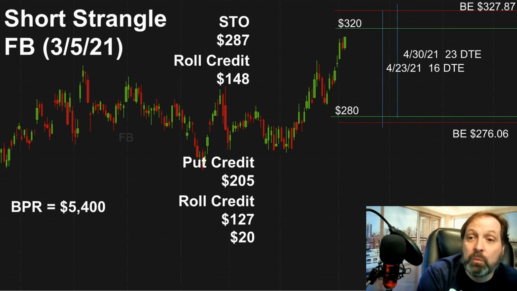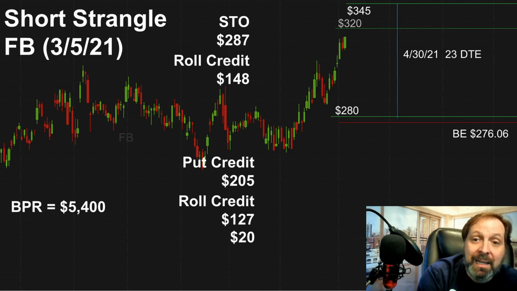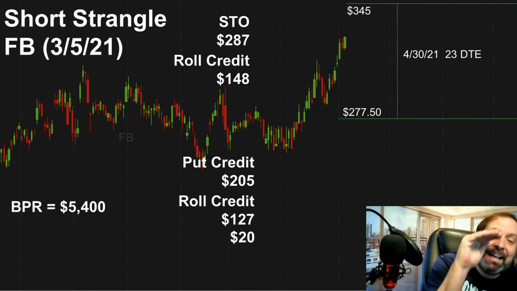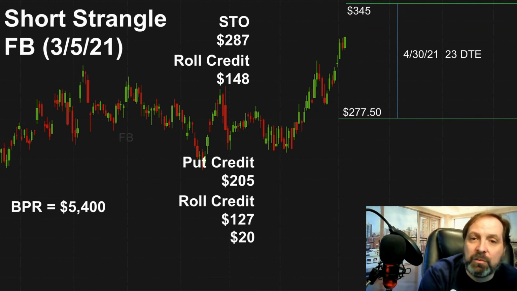I'm going to push it out to 23 DTE, about a week. I'm going to take my 320 strike and bump it up to 345. That'll give me some room to breathe. And I'm going to take my 280 and move it down to 277.50, because widening that gap between the two strikes gives me a higher probability of winning.